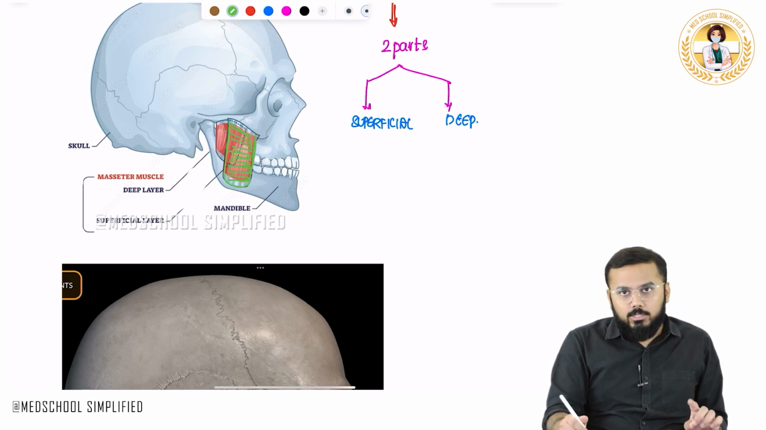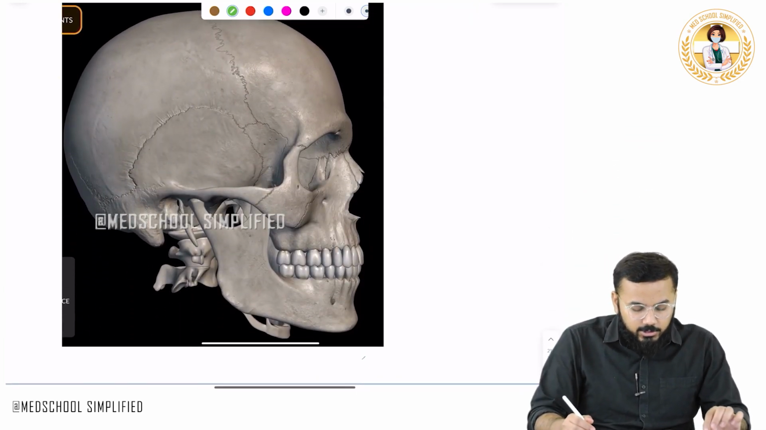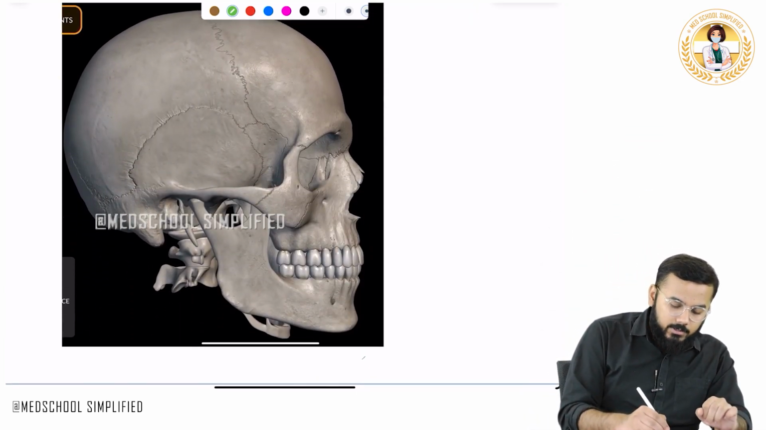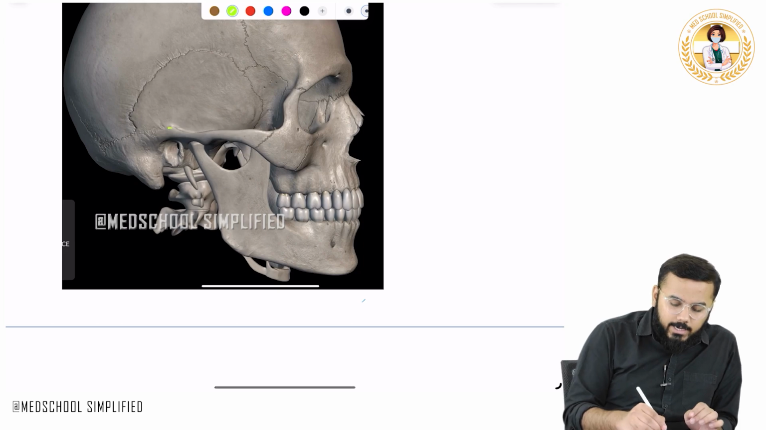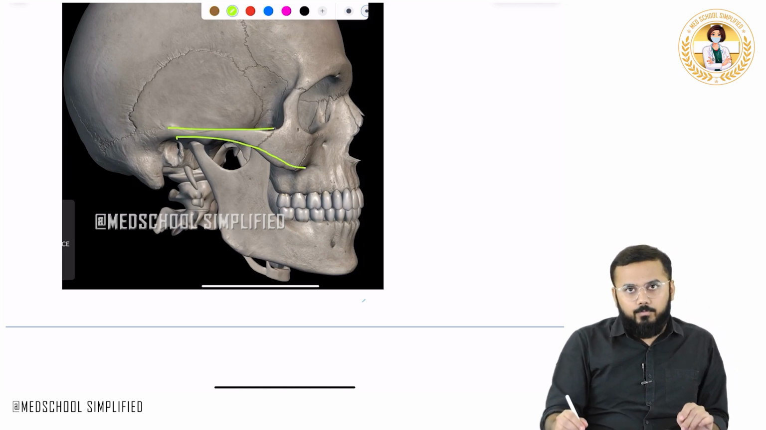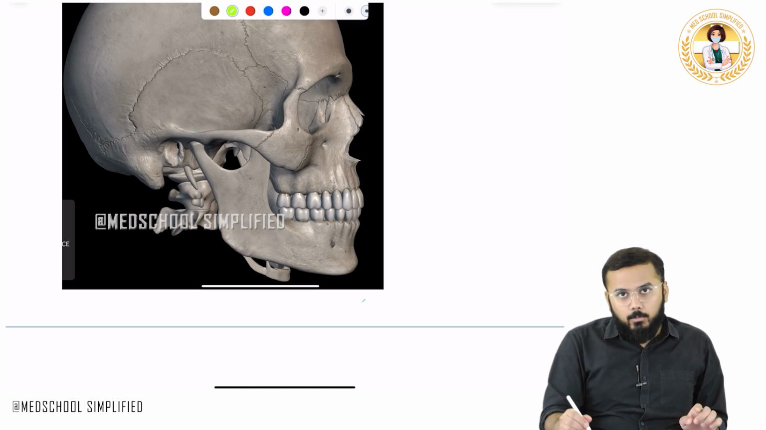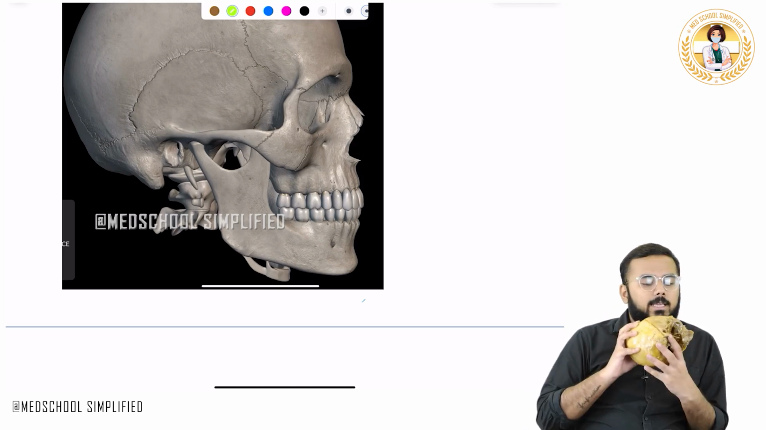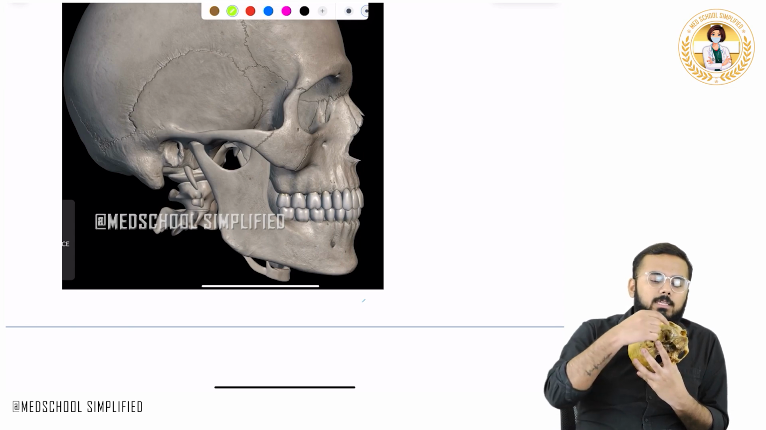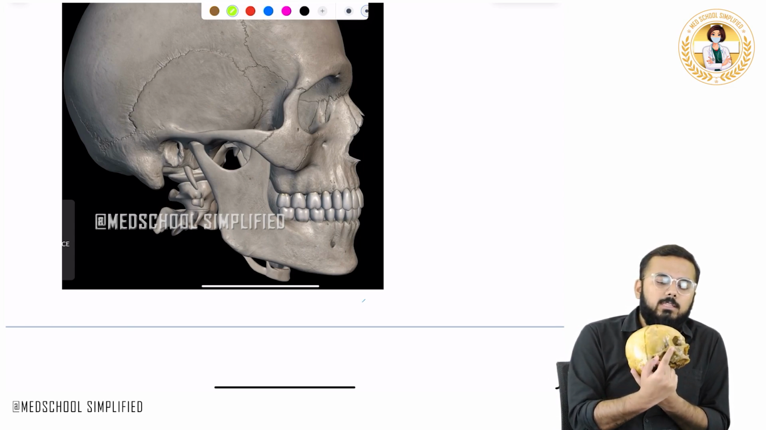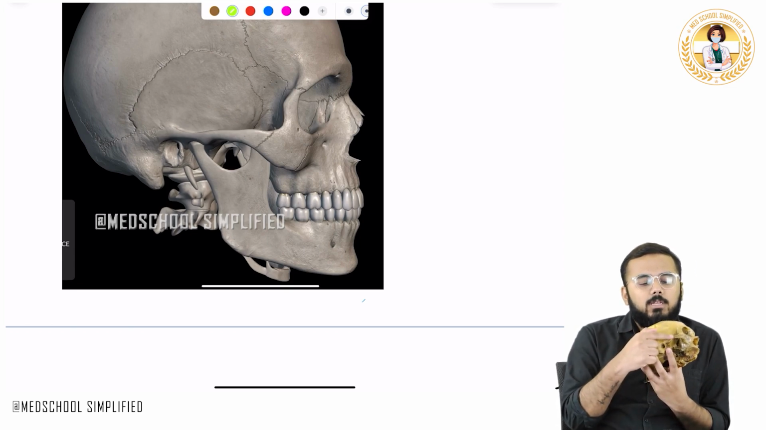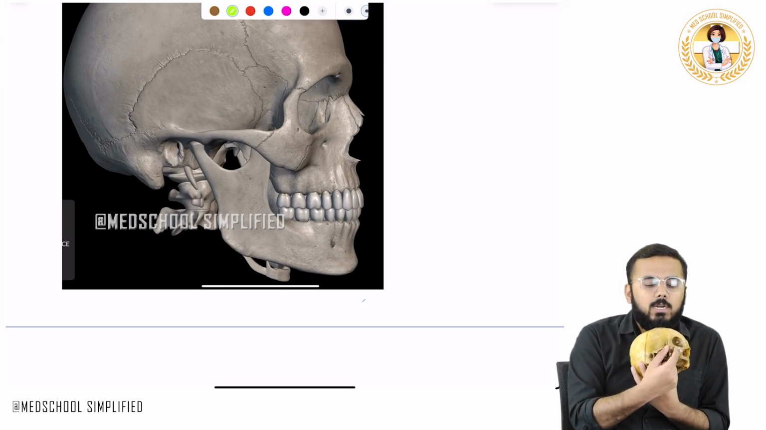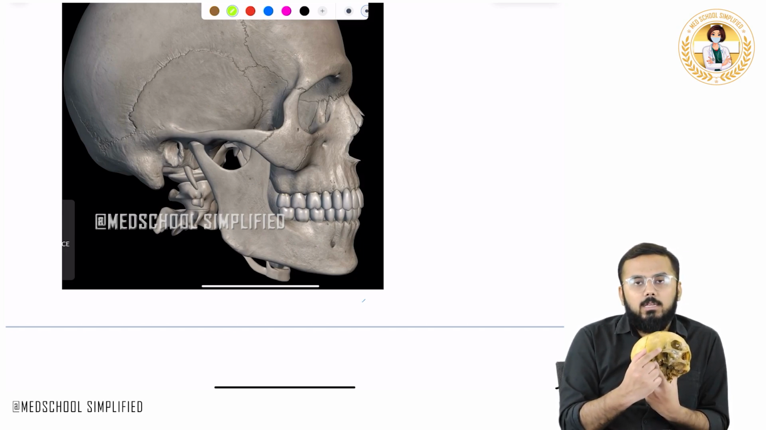Let us see its origin and insertion. In this particular picture, if I have to draw the superficial as well as the deep, this is how we will draw. You know that this entire bone is called your zygomatic bone. Now in this zygomatic bone there are two important things. The front part is called the maxillary process of the zygomatic bone, and this part is called the zygomatic arch.